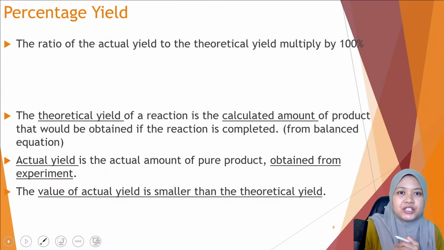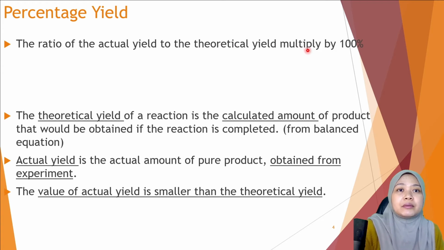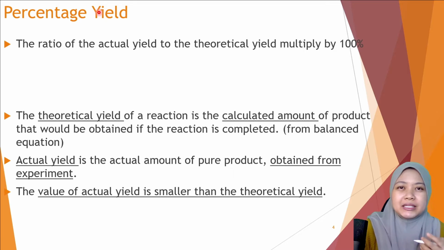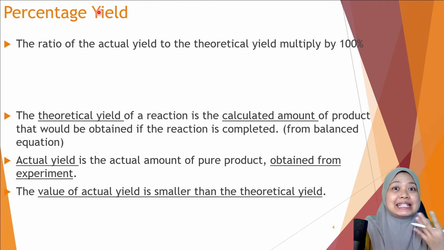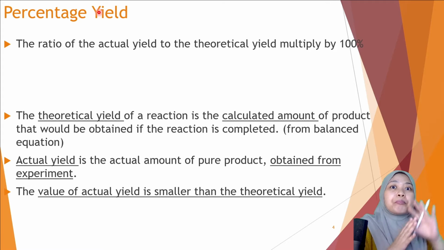So let's go to the percentage yield. The ratio of the actual yield to the theoretical yield multiplied by 100%. You must know what is yield. Yield, kalau kita direct translate, adalah hasil. That means percentage yield is referring to the product side.